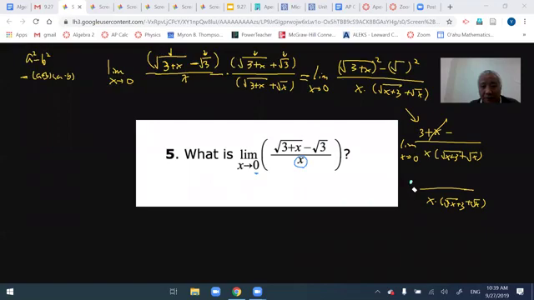Okay, so we got this one here. Original question is this: square root of 3 plus x minus square root of 3. So I times by the conjugate. This one is plus 3. Yeah, this is 3. Okay. So I times by the conjugate. So I make it as a 3. Okay. So this is like a 3. So you got this one now.